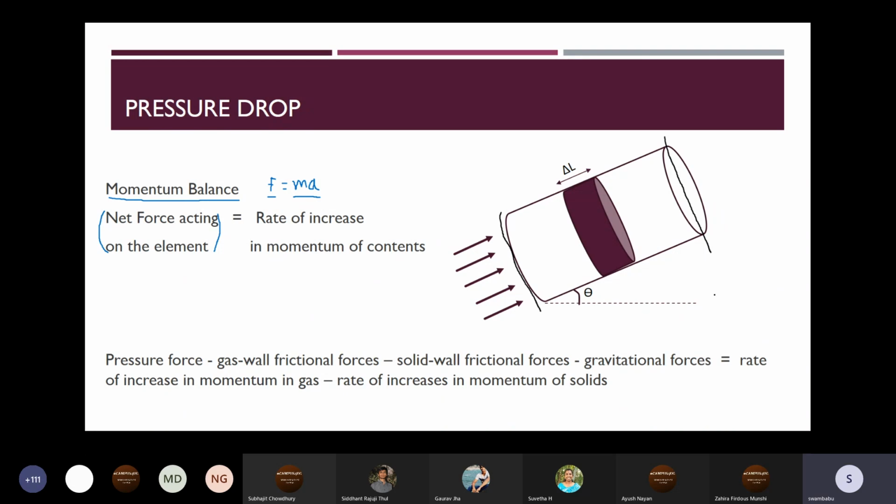So we have taken a small element. Here I'm assuming that the variation of velocity and pressure takes place only in the axial direction, the flow direction. We know that the pressure at any radial point is constant. So we can make an assumption that the variation is taking place only in the axial direction, the flow direction.